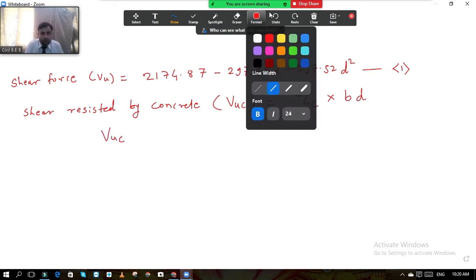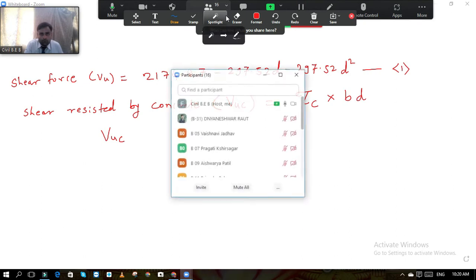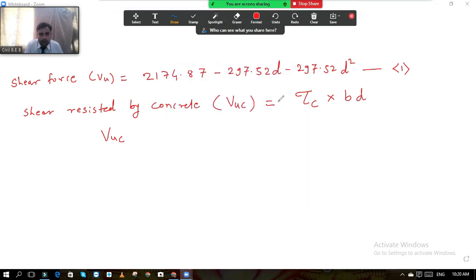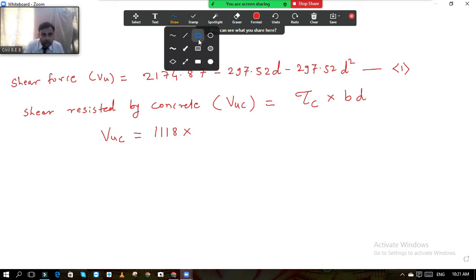Now if we put the values, Vuc, that is the shear resisted by the concrete, is equal to tau c, which we have already calculated as 1118, into B D. Now what is the area? Here we are going to consider the area. If you want to see what area is there, I will first draw this diagram so that it will be clear to you.